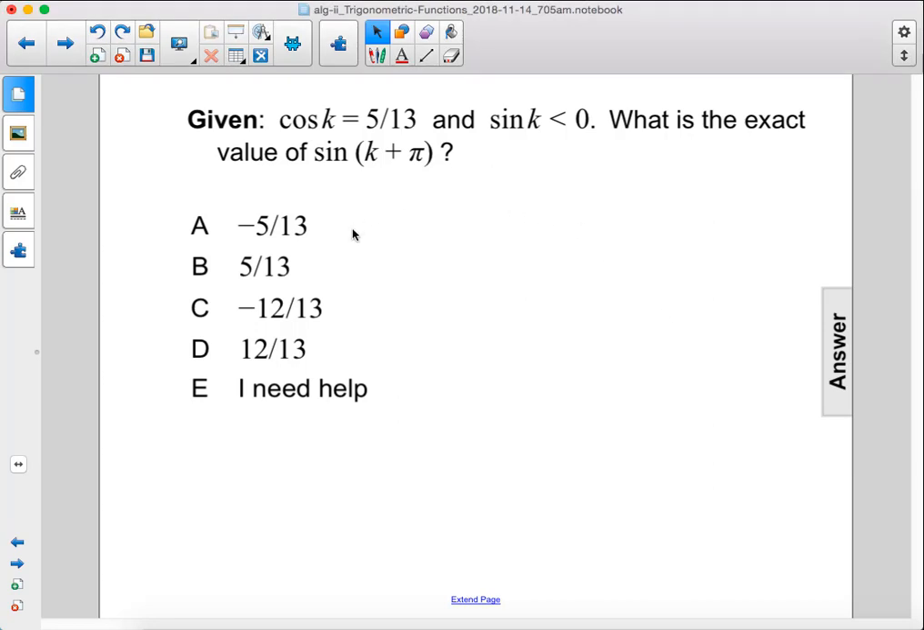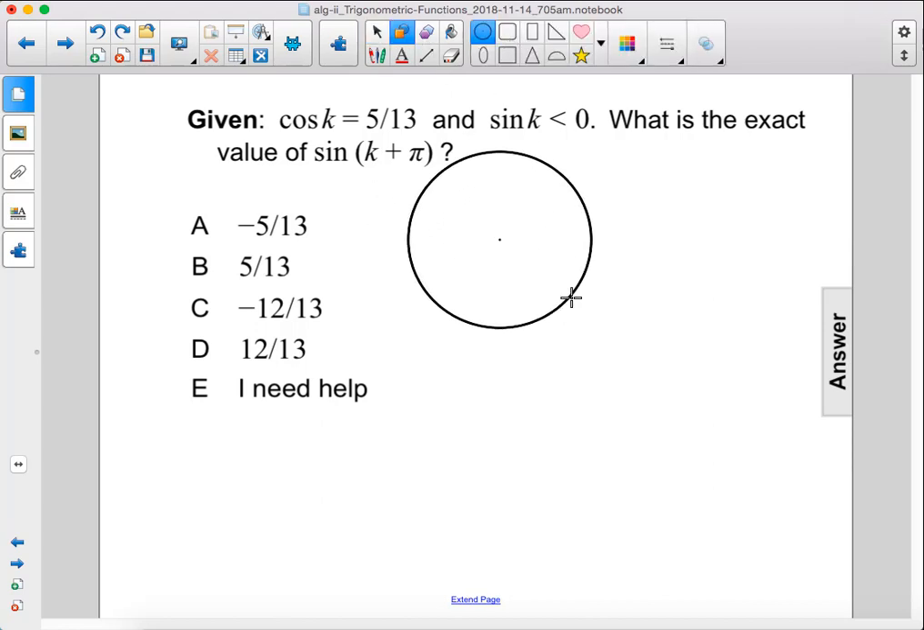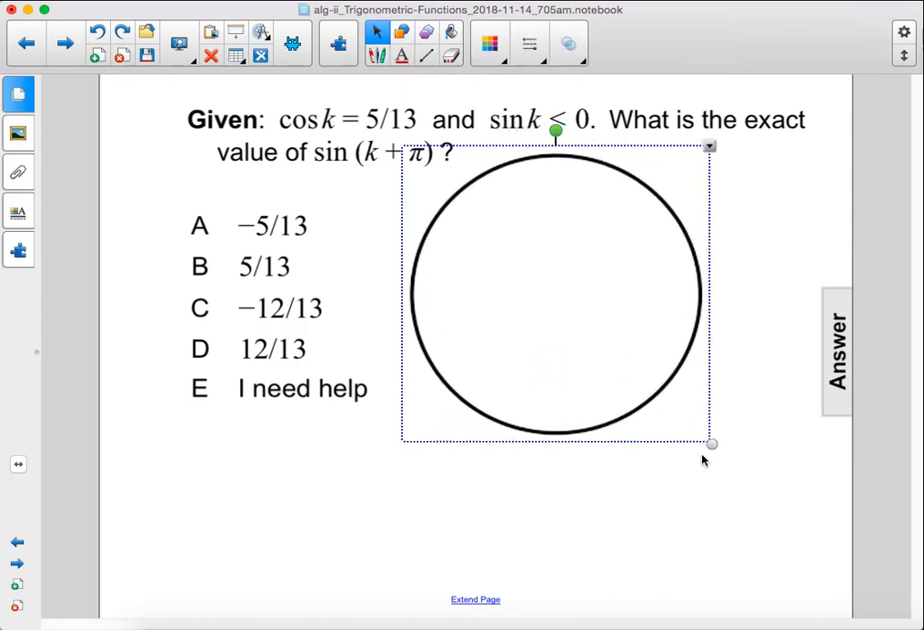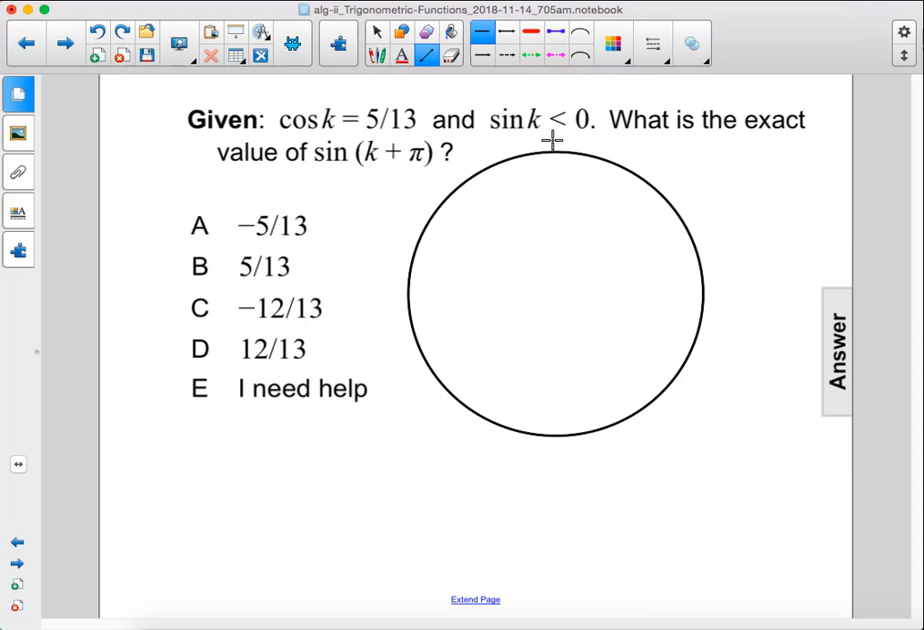Given cosine k equals 5 over 13 and sine k is less than 0, what is the exact value of sine of k plus pi? All right, our first step is to draw the unit circle, and I'm going to make that a little bigger. There we go. Draw our axes.